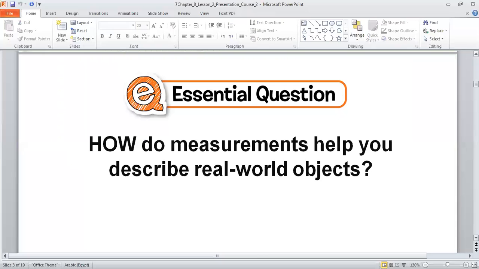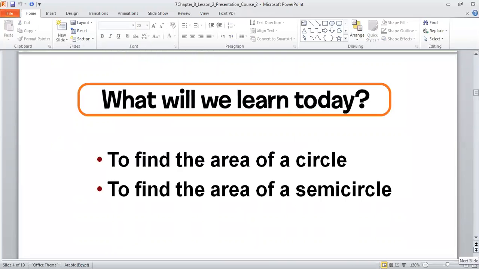Go, Muhammad. How do measurements help you describe real world objects? Objects. Okay.